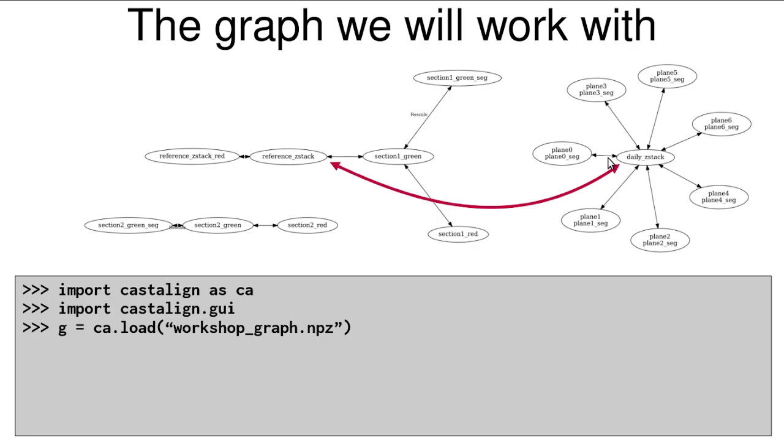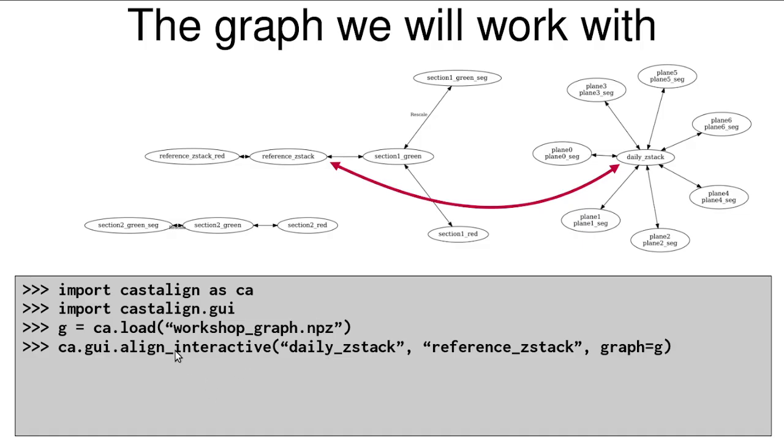First of all, we're going to register the daily z-stack to the reference z-stack. And this is the command we're going to use to do that. So just this align interactive, daily z-stack to reference using graph G. And again, we can just refer to the nodes here, the names of the nodes, or the names of the spaces, or the names of the images, or whatever you want to call them. So we have the daily and we have the reference, and we want to align those together in the context of graph G.